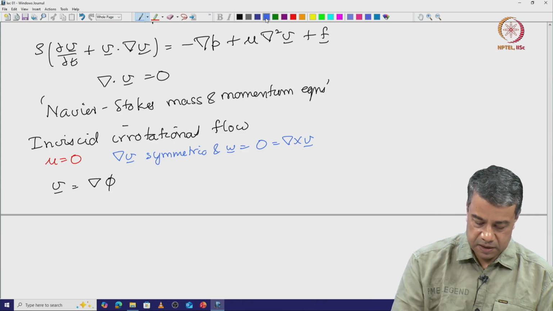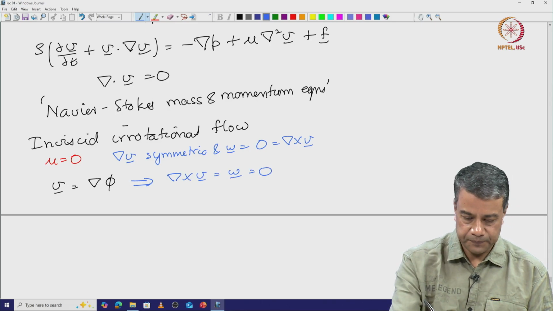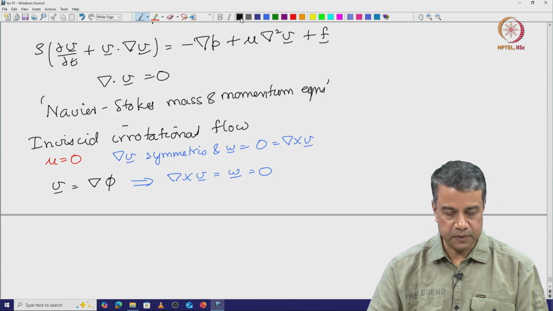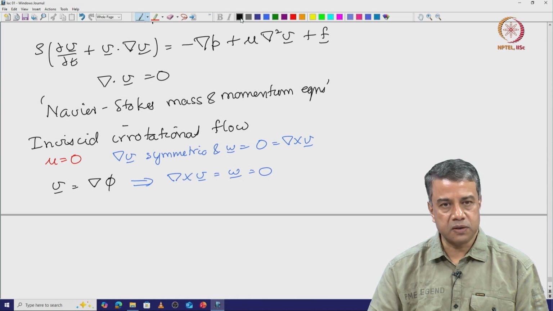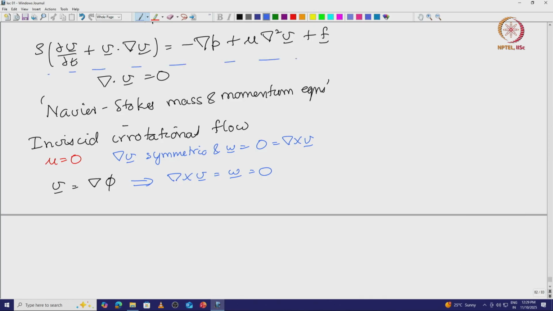You can verify that this automatically satisfies vorticity equal to 0. Substituting this into the momentum conservation equation given here, I get rho into partial by partial t of grad phi, writing the velocity as the gradient of a potential as shown here.